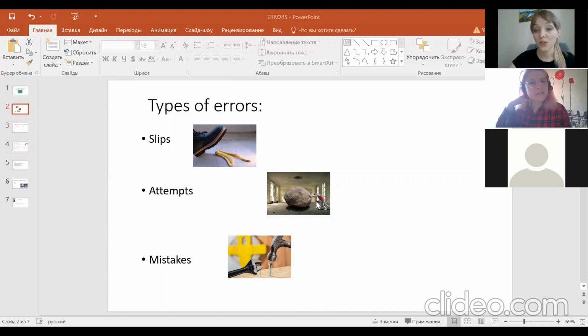Then the next type of mistakes is attempts. As we can see, the person is very small and the stone is very big. So it means that the student, whose level is very low, is trying to say something very difficult. For example, a student who is a beginner or low elementary is trying to say something, but he heard somewhere maybe the passive. So he can't use the passive, but they try to make it, and of course they fail.